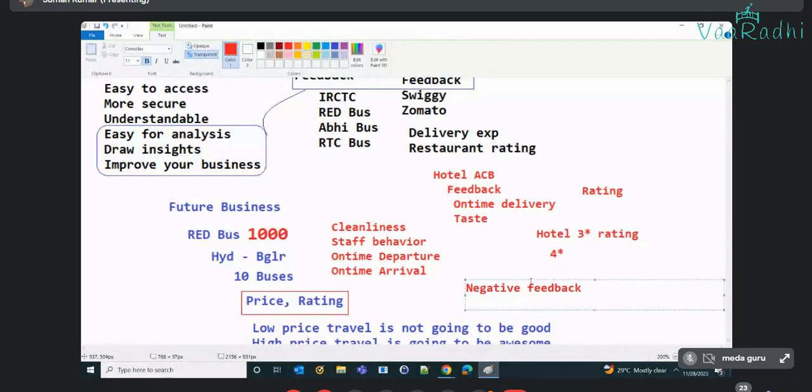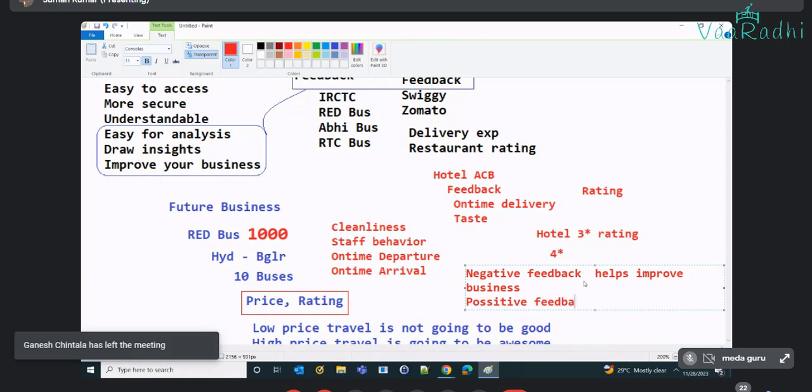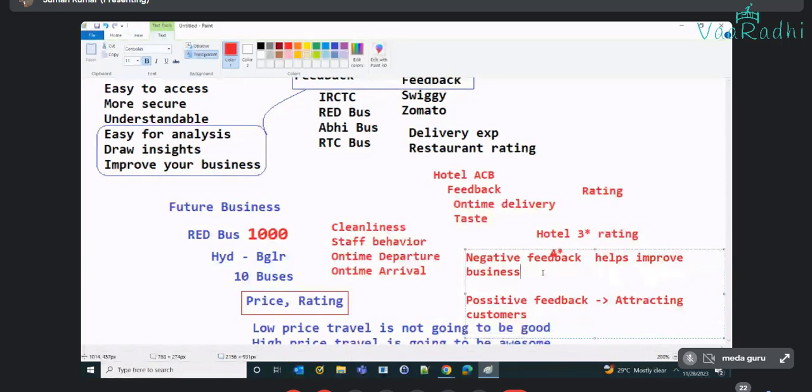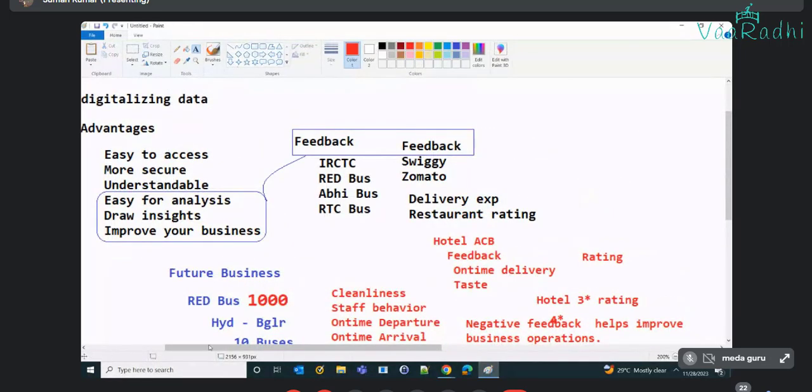Negative feedback helps to improve the business, and whereas positive feedback, how does it help, guys? Positive feedback attracts customers. Clear or not? Clear, guys? Business operations, I'll say. Okay, so all these things can be done and achieved through a digitally available data platform, guys.